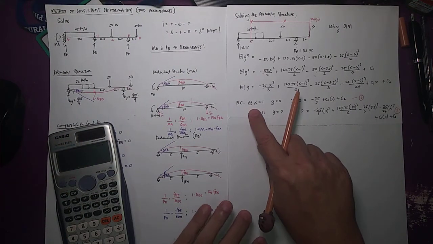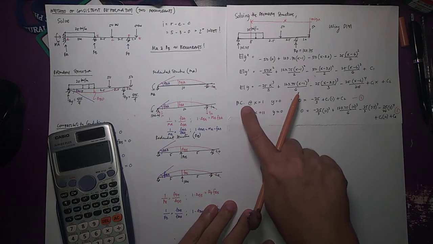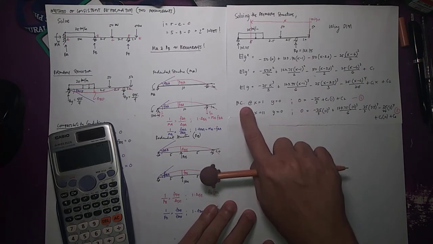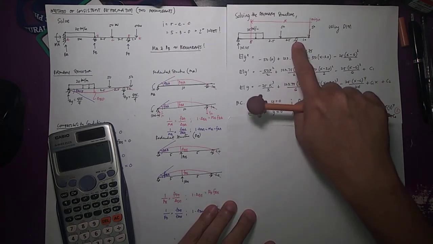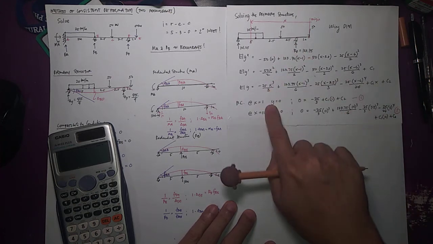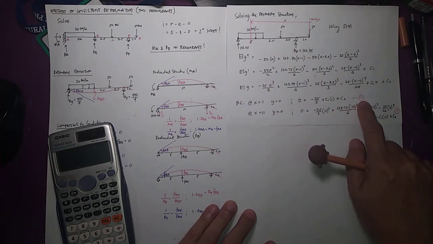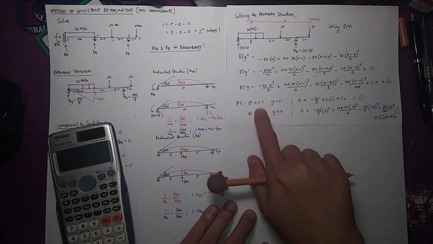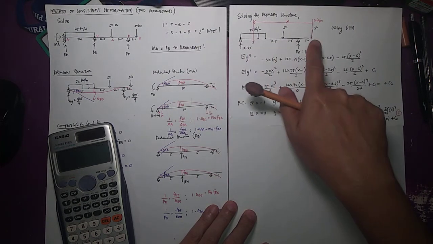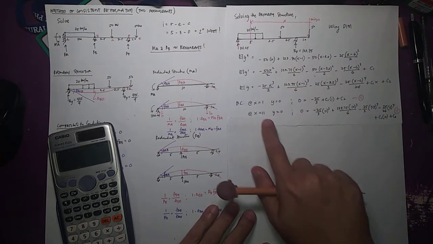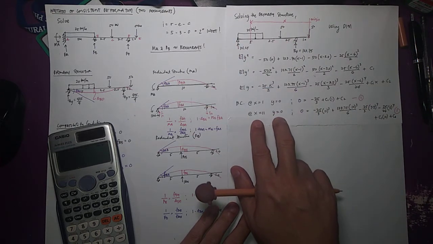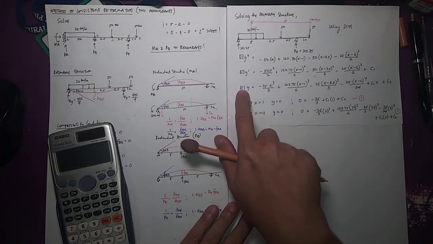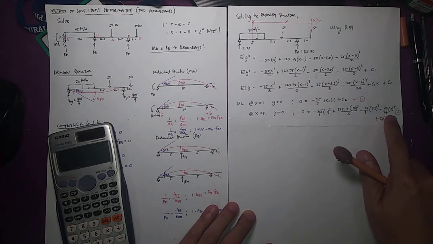So based on the boundary conditions, boundary condition 1, which is at x equals 1, at the roller support, the deflection there is 0. So it gives us this first equation. Then for the second boundary condition, at x equals 11, the deflection there is also 0. So substituting values there in the deflection equations, it would give us this one.